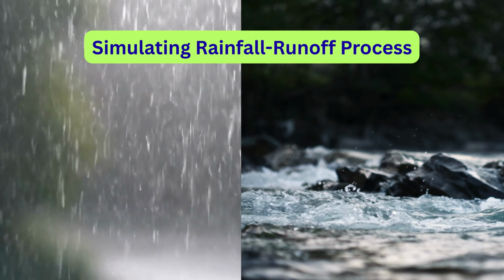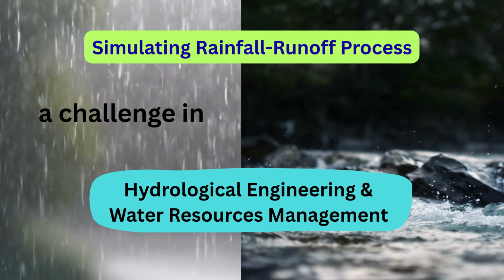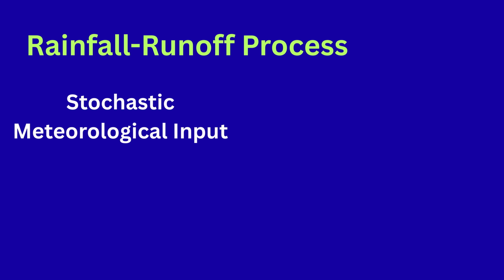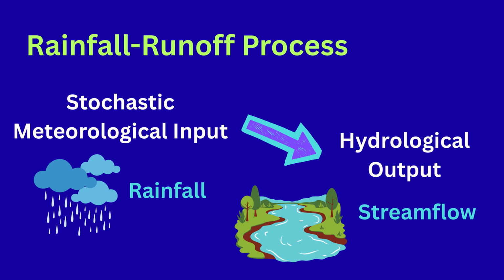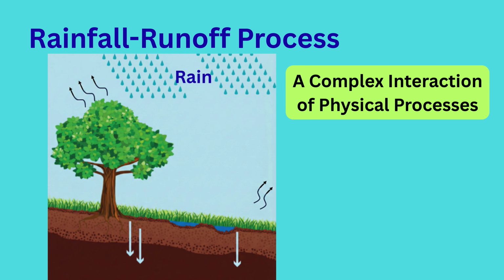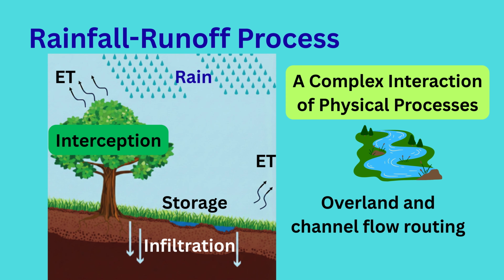Let's get started. Simulating rainfall runoff process is one of the central challenges in hydrological engineering and water resources management. At its core, it involves transforming a stochastic meteorological input, rainfall, into a hydrological output, stream flow. This transformation is governed by a complex interaction of physical processes, including interception by vegetation, infiltration into the soil, surface and subsurface storage, evapotranspiration, and finally overland and channel flow routing.